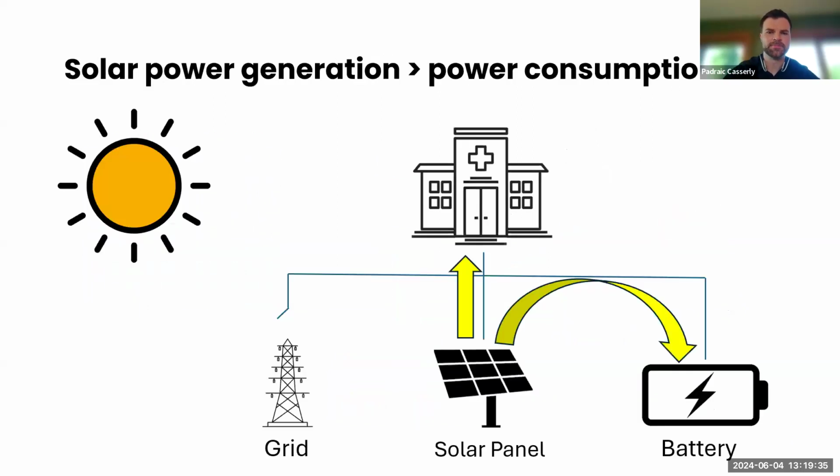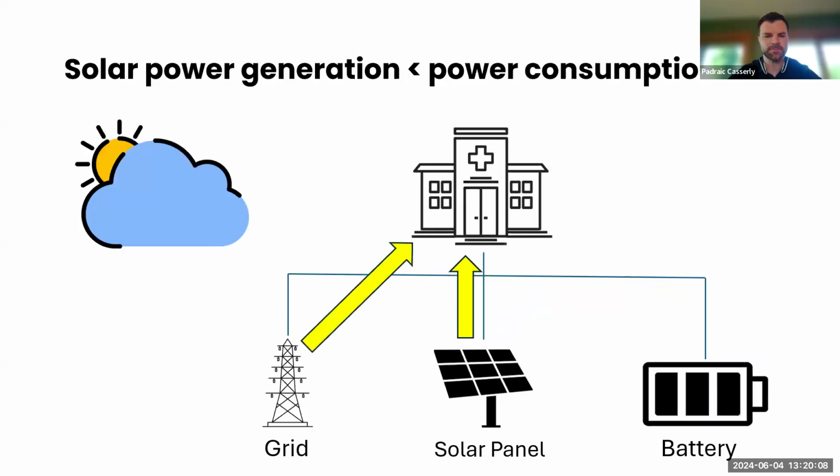Next slide, please. And so on a sunny day, for example, when there is a lot of solar power being generated by the solar panels, if there is excess power, then a pediatric unit would not need to rely on grid energy, and the solar panels can provide enough electricity to power a pediatric unit, and any excess power generated can be used to recharge the batteries.